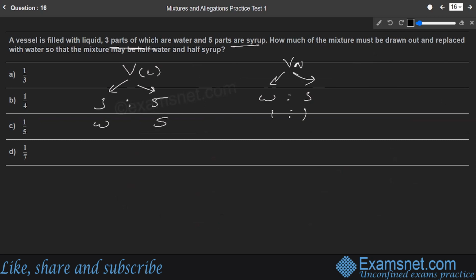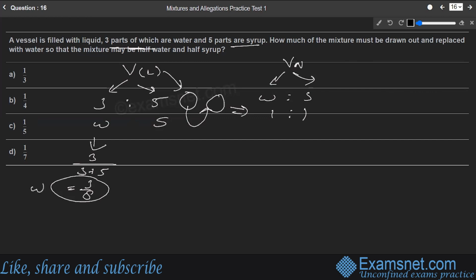So we need to draw out something from this mixture, and then replace it with a similar quantity of water so that the ratio becomes 1 is to 1. So we are supposed to find out how much is to be taken out. Let us find out the water part in the first type of liquid. It is 3 out of 5. Okay, 3 is to 5 is water to syrup. So the water part becomes 3 divided by 3 plus 5, that is nothing but 3 by 8. So 3 by 8 is the water content in the initial mixture.